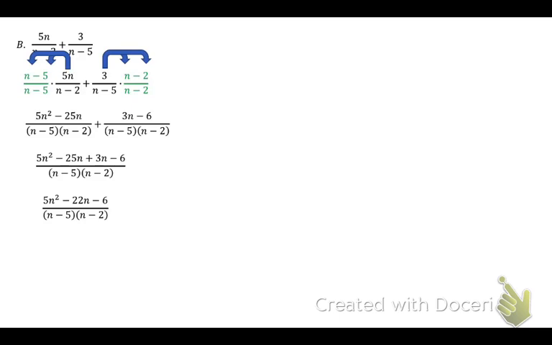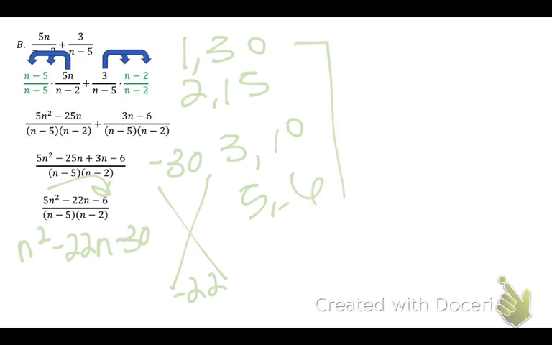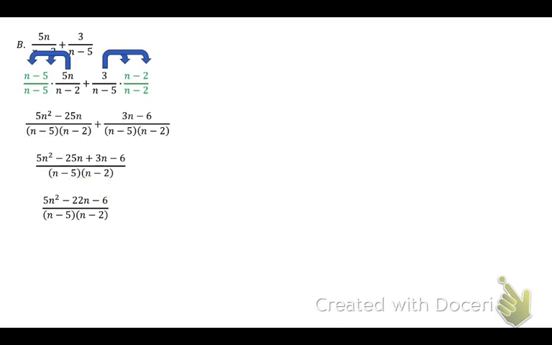Once you get to this point, I want you to see if you can factor the top. So we can try to factor this, and we can use slip and slide here. So that's going to be n squared minus 22n minus 30. So that's negative 30 and negative 22. Now the factors of 30 are 1 and 30, 2 and 15, 3 and 10, 4 doesn't go into 30, 5 and 6. None of those are going to give me 22. So that can't factor, which means that this right here is our final answer.